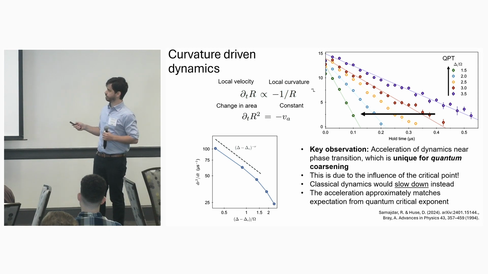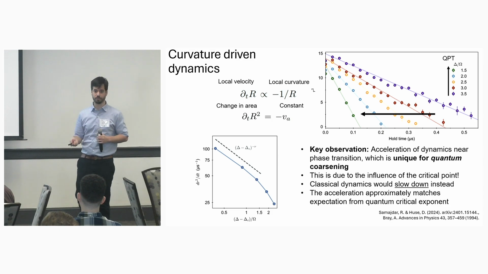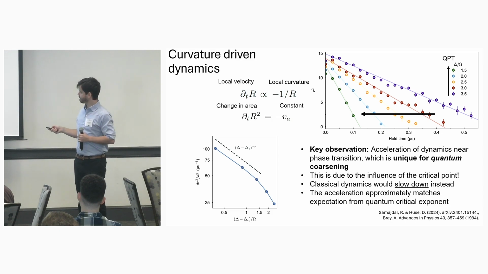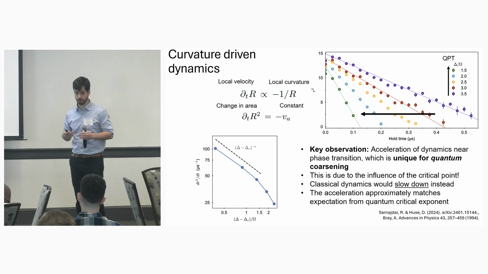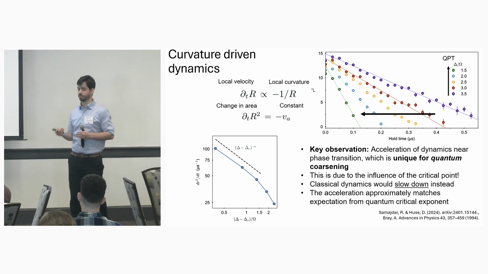And this is an important observation. So what we have here is acceleration of the coarsening dynamics going towards the quantum phase transition. And this is actually a uniquely quantum signature. What you would expect for the classical case going towards the thermal phase transition is that the dynamics would actually slow down rather than speed up. This is a signature of the uniquely quantum nature of the coarsening process happening here.